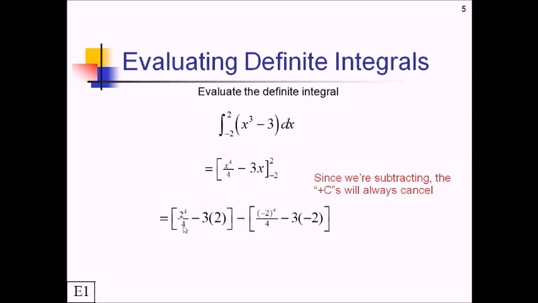So this is 16 over 4, which is 4, minus 6 gives us negative 2 for that first bracket. And then over here, this is, again, 16 over 4, which is 4, plus 6 is 10. So we're doing minus 10 then. And that all comes out to negative 12.